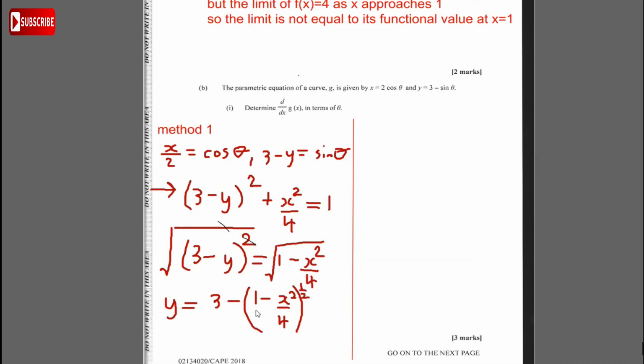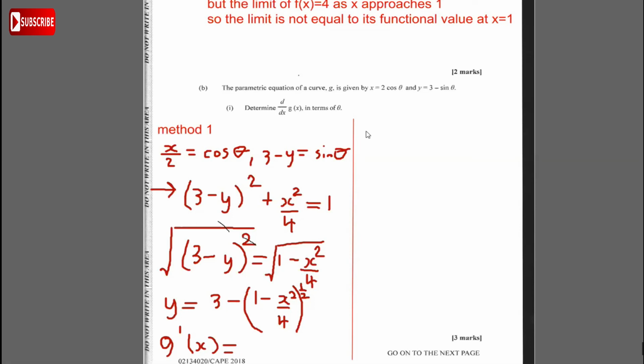Why did I put it to the half power? All you need to do now, this is now g of x. So this y is now g of x. So now you could find g prime of x. That's method 1. We're going to come back to this method. I'm just going to show you how we get the same thing, in terms of theta, because we know x is 2 cos theta. I'm just going to do it the parametric way now.